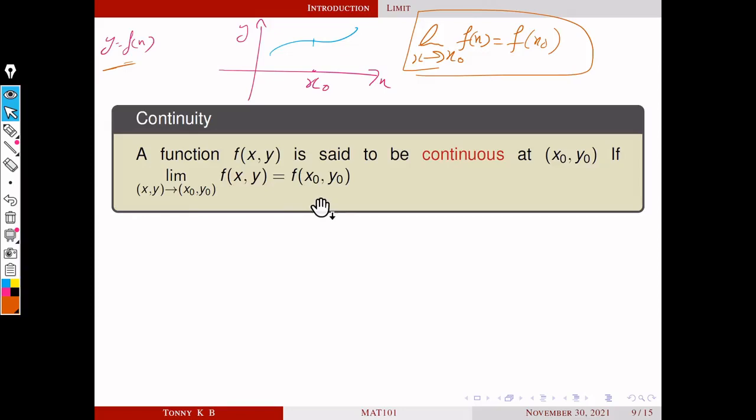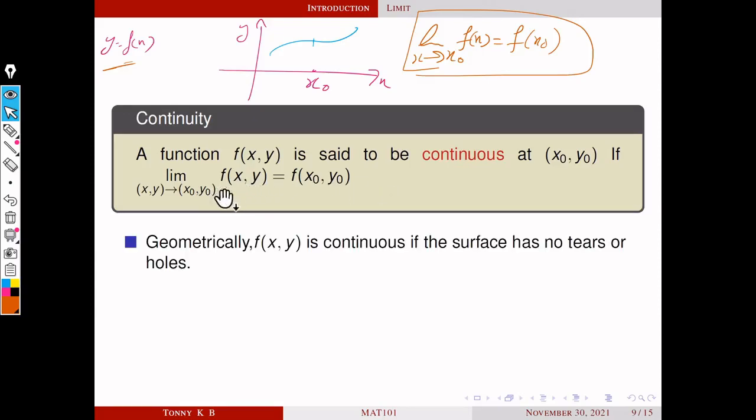Geometrically, what does this mean? Geometrically, this means there is no break at this point. We know that z is equal to f of (x, y) is a surface. That means there is no gap in that surface at this point. So geometrically, f of (x, y) is continuous if the surface, meaning z is equal to f of (x, y), that represents the surface, has no tears or holes. Clear?